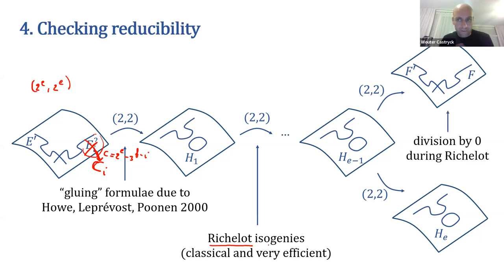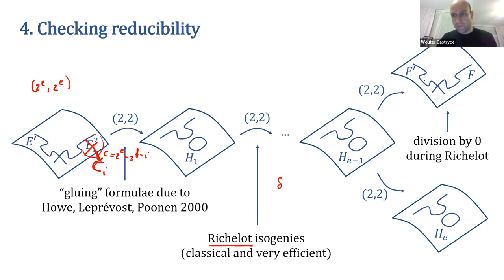And if you've never seen them before, I will show them on the next slide. But in any case, the Richelieu isogenies will come with a computation of some discriminant at every step. You will have to divide by that discriminant during this iteration. And if that discriminant turns out to be zero, then this division fails. That's exactly how you can detect whether you land on a product of elliptic curves or not.